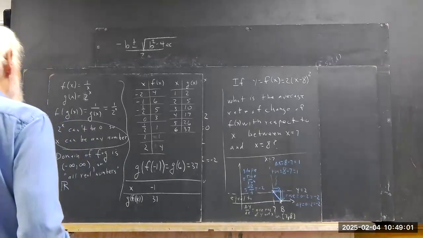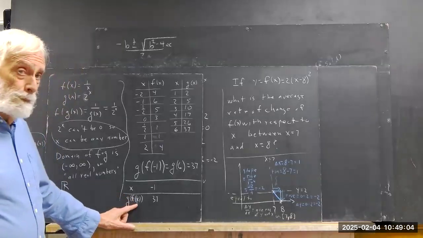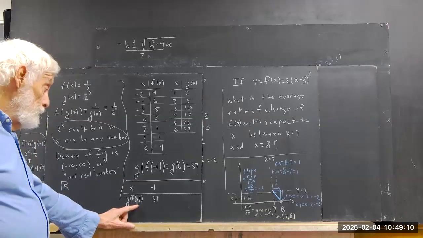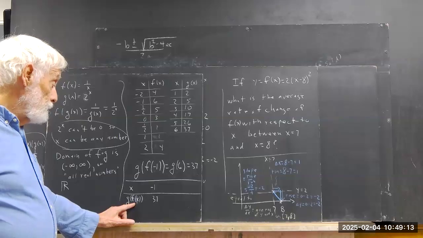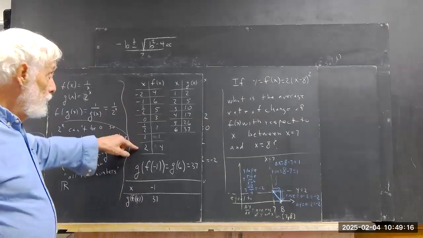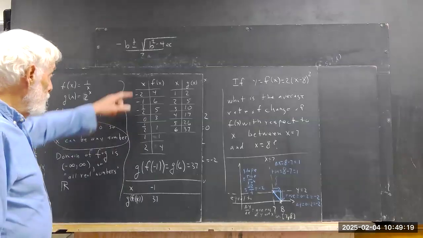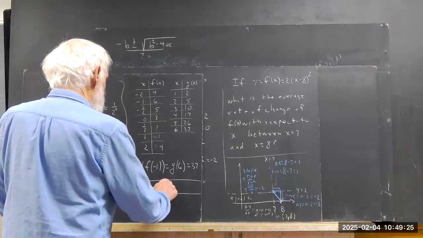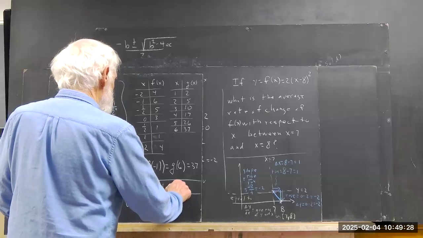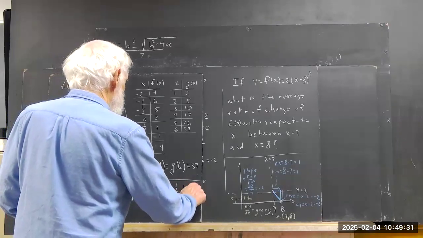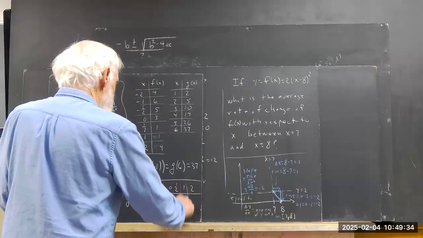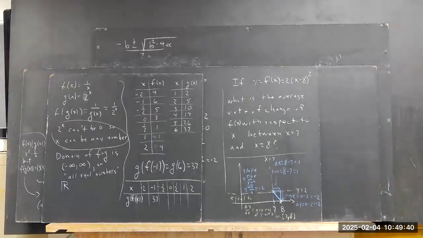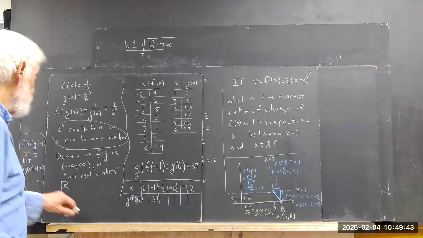Now, if we want to evaluate g of f of x, well, x has to go into the f function, right? So the value of x is going to have to be one of the numbers in this table, right? And for any number in this table, I can get an f of x. So I can use -2, -1, -1/2, 0, 1/2, 1, 2. Okay. So can you fill in the rest of that table?